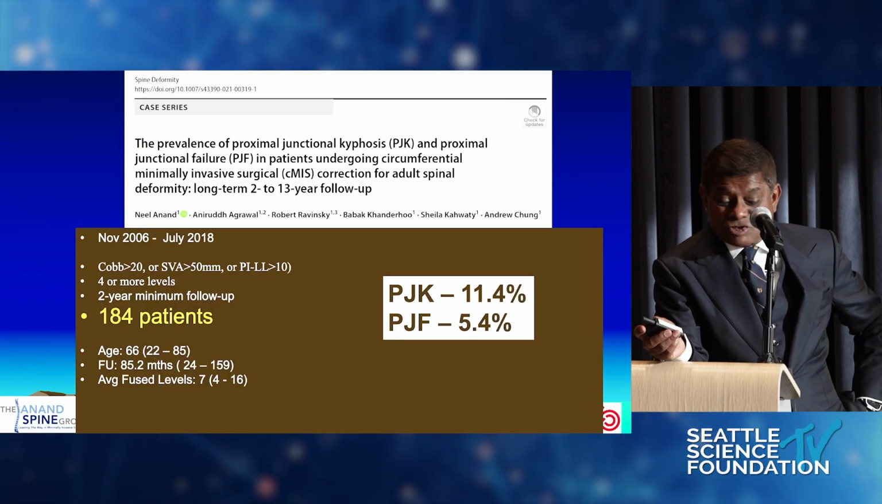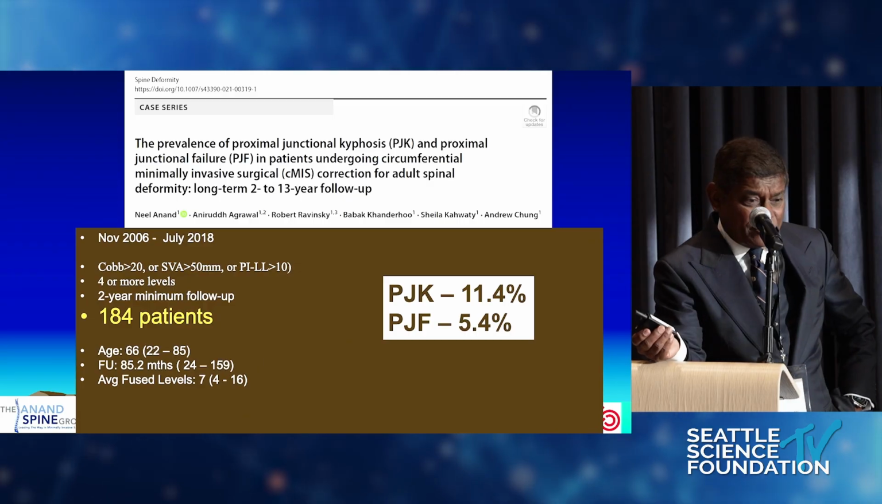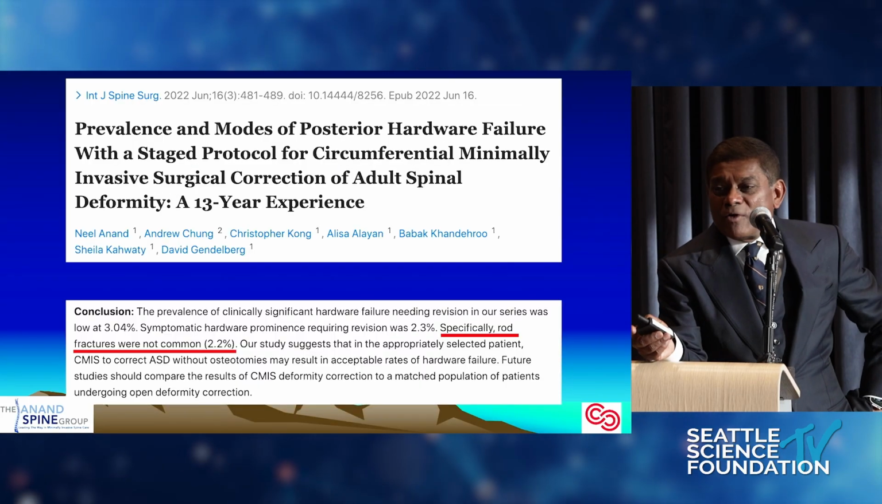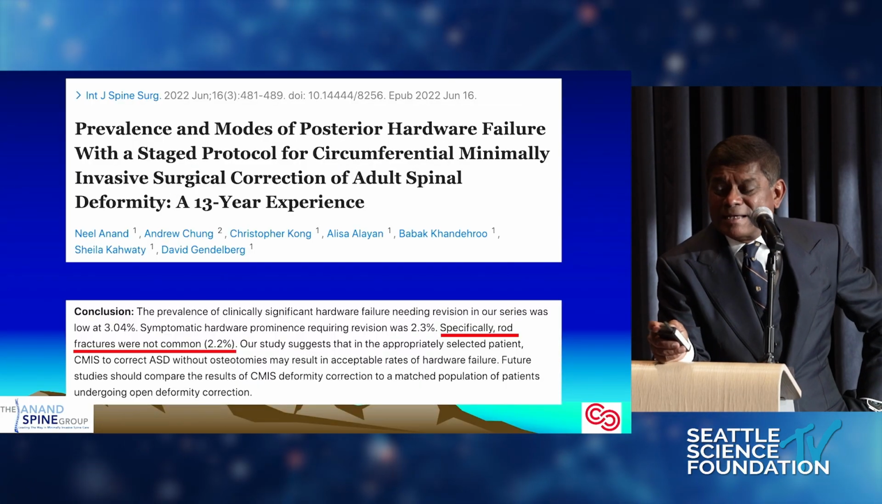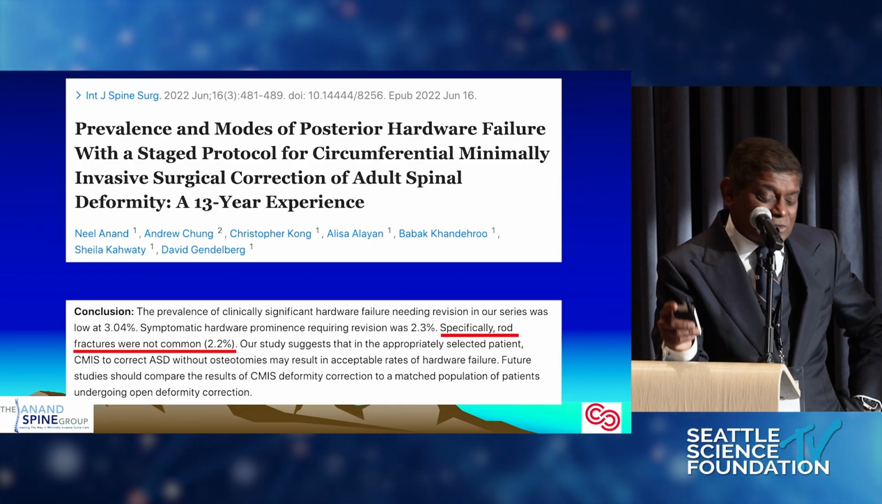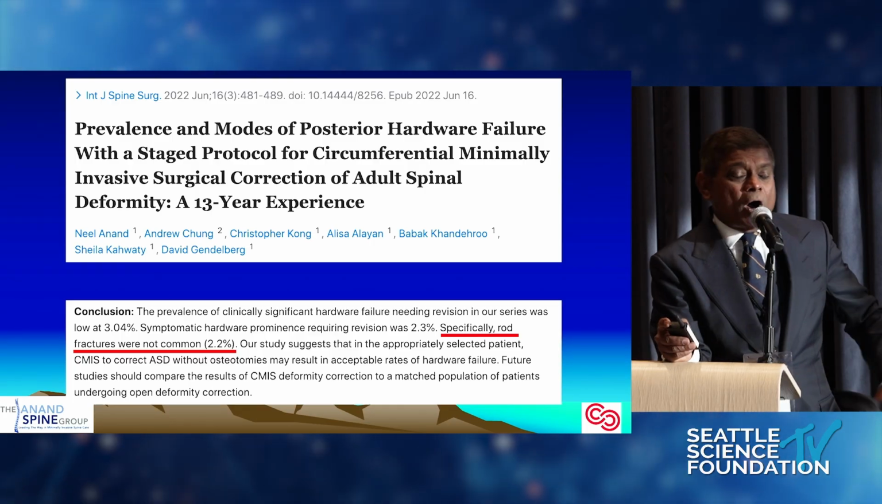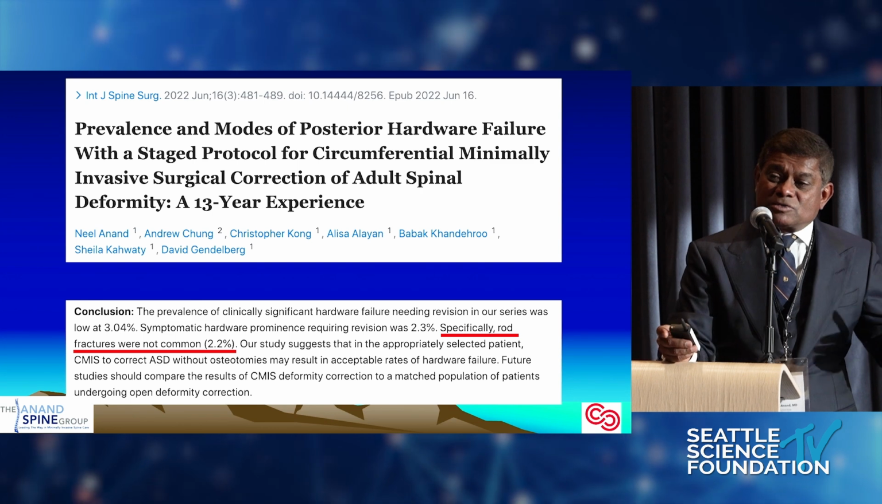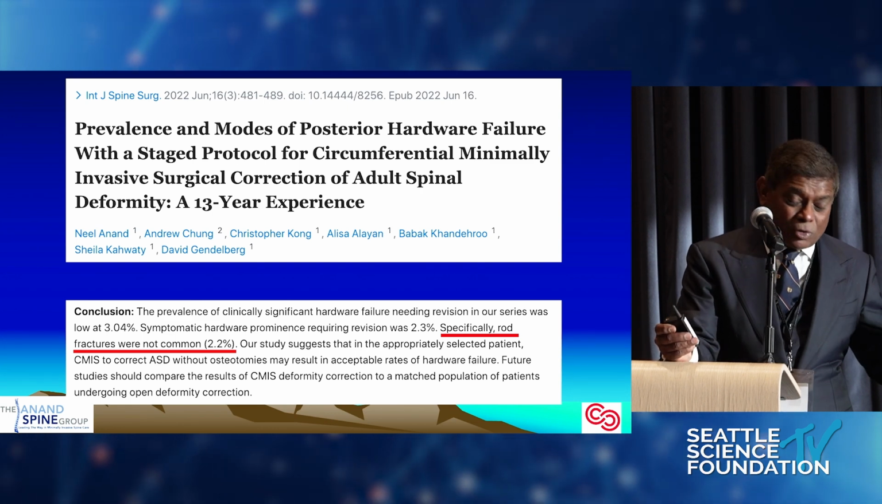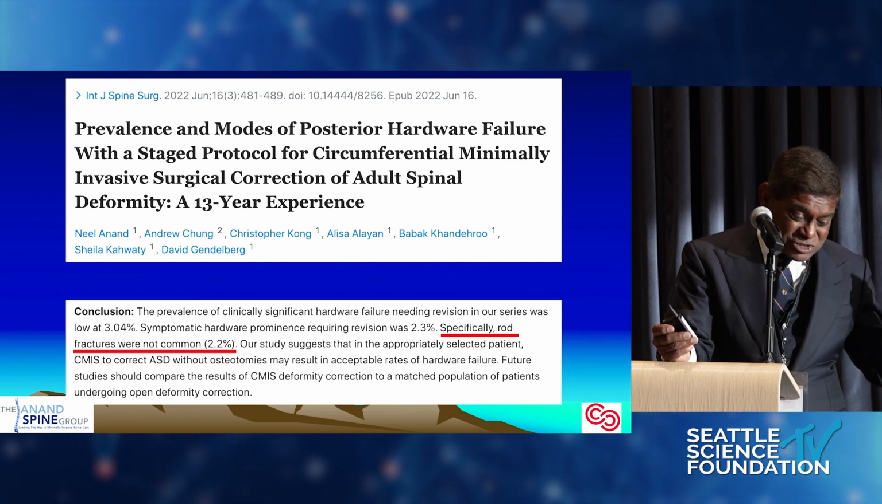We've shown PJK at a dramatically low 4.4%. We've shown hardware failure at 2.2%. I challenge anybody to show this. There's a lot happening. If you do it right, you'll get there. You can't do a hodgepodge of crap and then say, oh, it doesn't work. There has to be a protocol to make it work, and you have to stick to that.